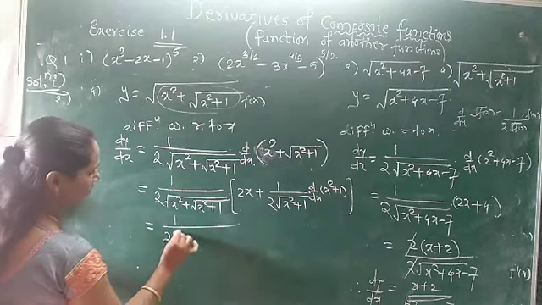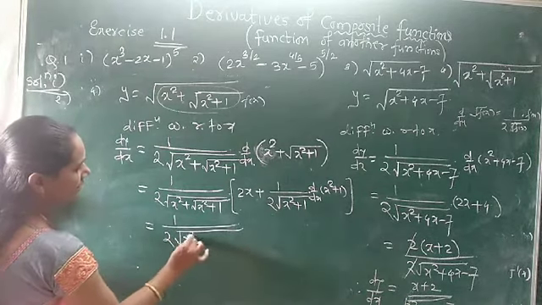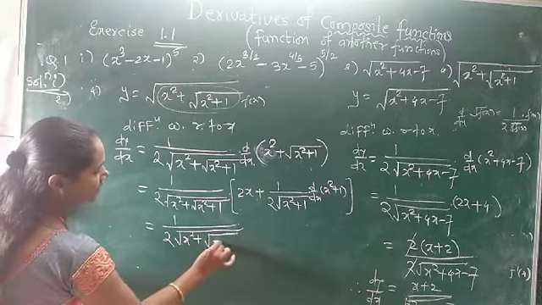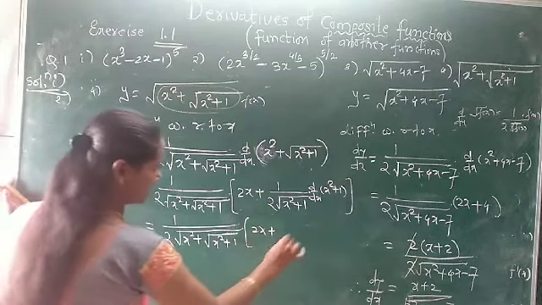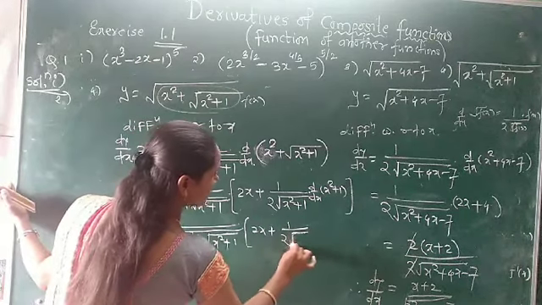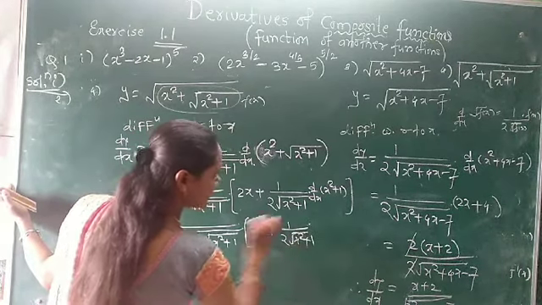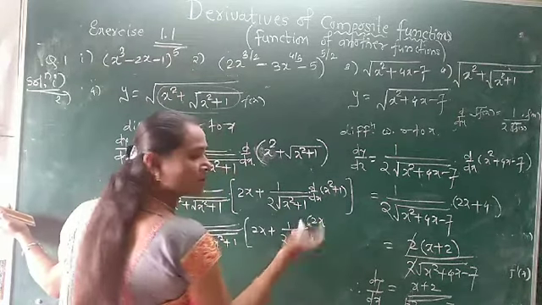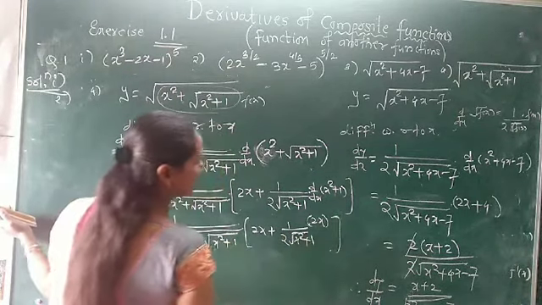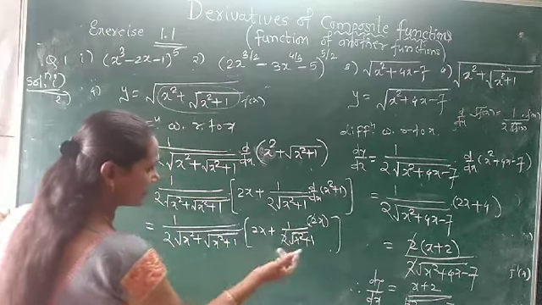1 upon 2 root x square plus 1, again under root x square plus 1, in bracket 2x plus 1 upon 2 root x square plus 1, again keep as it is, into the derivative of this x square, that is 2x, and the derivative of 1 becomes 0. So now this 2 will get cancelled.